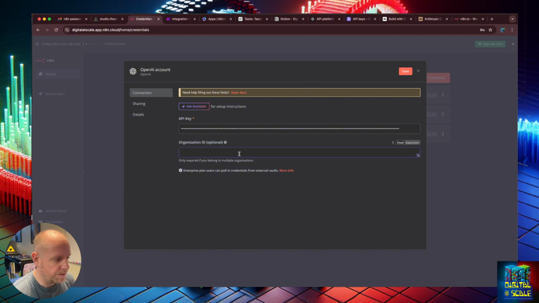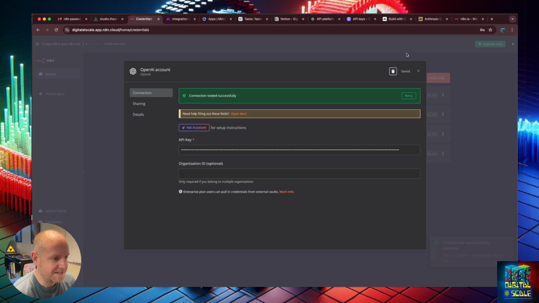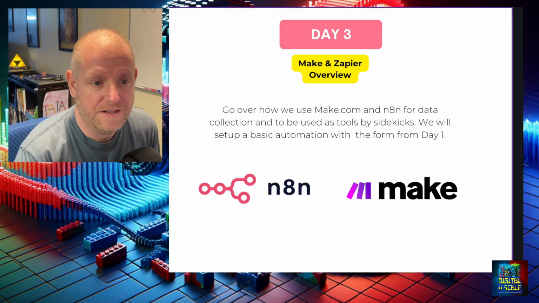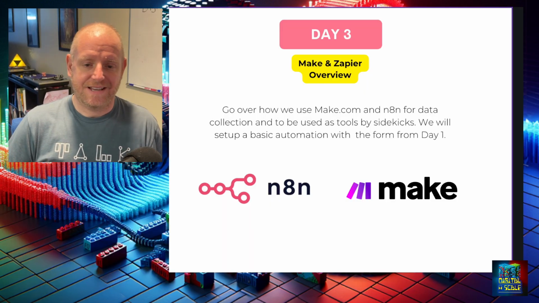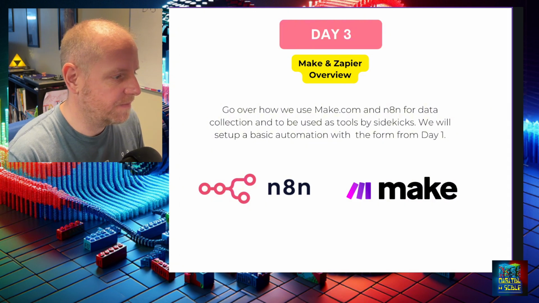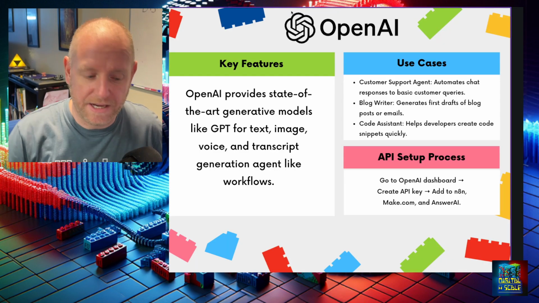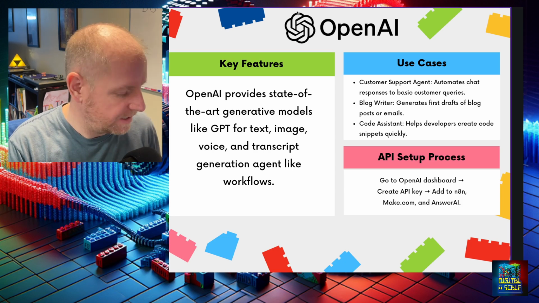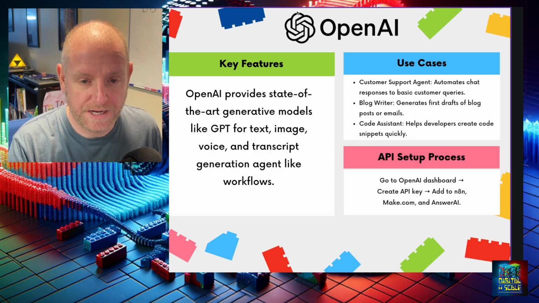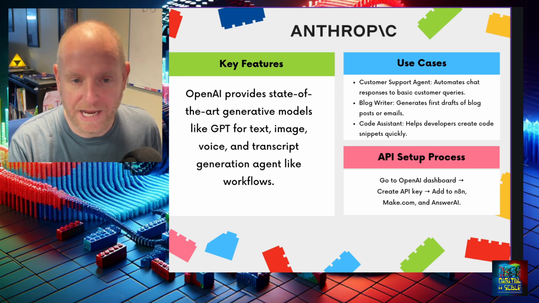Once again, you have the organizational ID, but then I hit save and it says connection tested successfully. It'll actually go in there. If for whatever reason it's the wrong API key, something like that, you'll get a different message. That's how you set up OpenAI in N8N. All right, so now that we've set up OpenAI, let's go in and see what we can do with the next one, which is Anthropic.